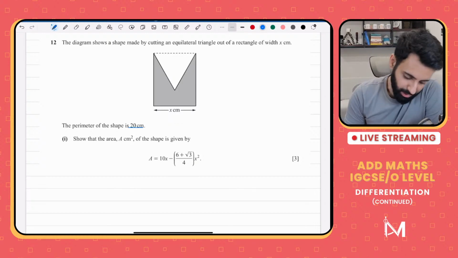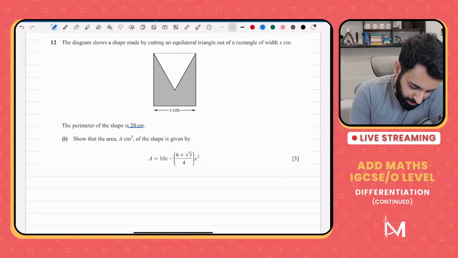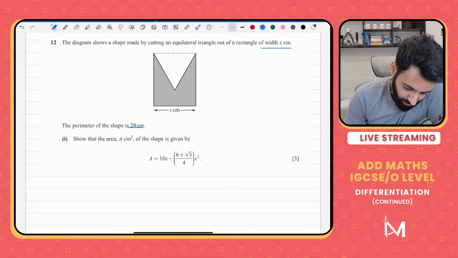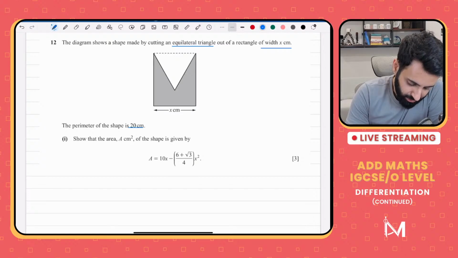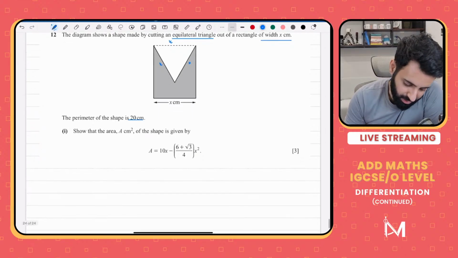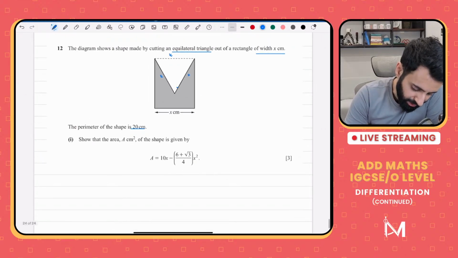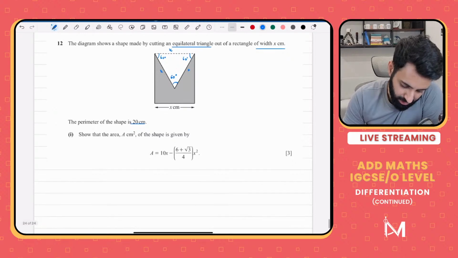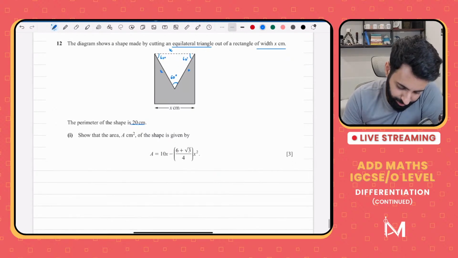Okay. So what are we dealing with? We are dealing with a shape which is made out of a rectangle of width x centimeter, and an equilateral triangle is cut out of the rectangle. So that means if this is x, obviously because it's a rectangle, this also must be x, this also must be x. And we're supposed to show that the area is equal to so and so. Now do bear in mind that this is an equilateral triangle. Okay, now the question is, how should I find out the area of the shape?